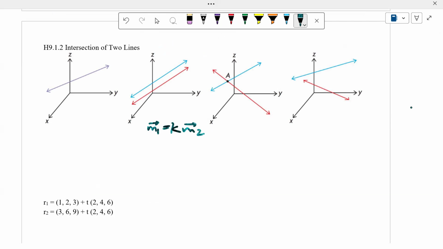All right. So if this is correct, that means line 1 is parallel to line 2. That means the first case and second case. So the question is, is this point on line 2 also on line 1? Because if it is, we're going to have coincident lines.